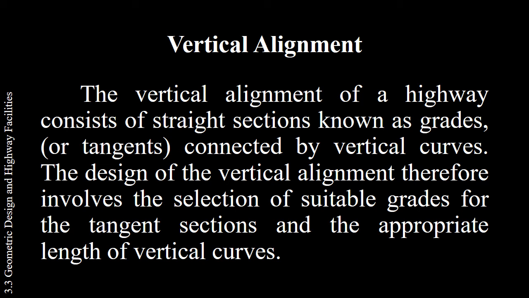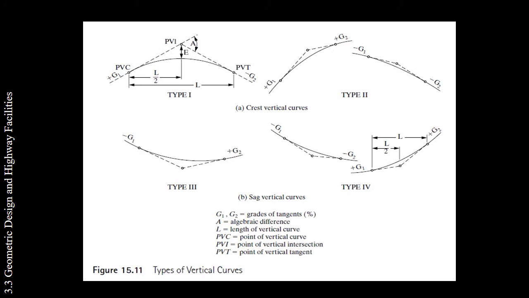For vertical alignment, the vertical alignment of a highway consists of straight sections known as grades connected by the vertical curves. The design of the vertical alignment therefore involves the selection of suitable grades for the tangent sections and the appropriate length of vertical curves. So there are types of vertical curves. As you can see, there are type 1, type 2, type 3, and type 4.